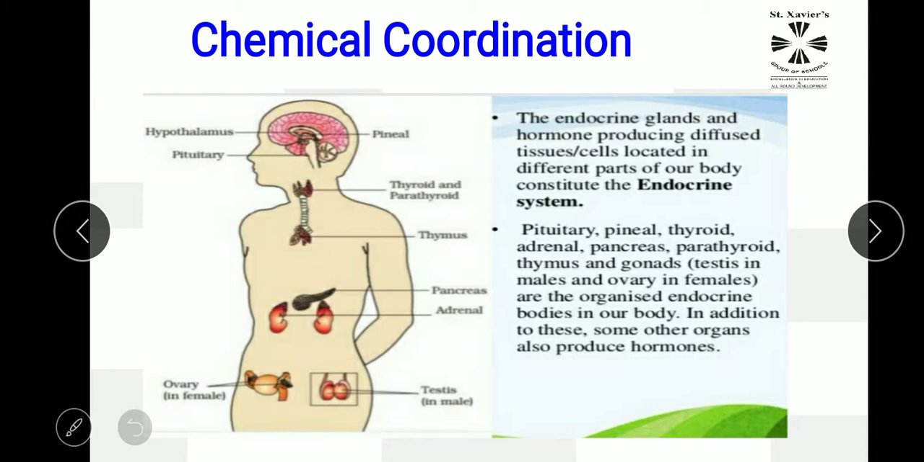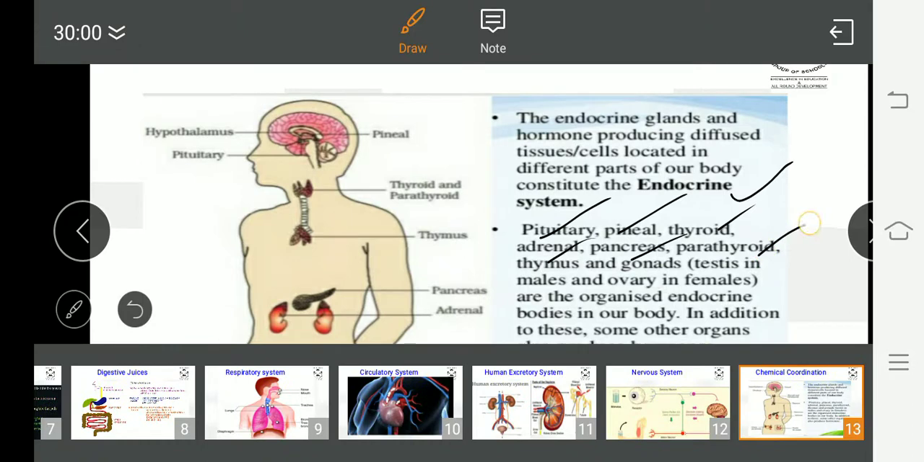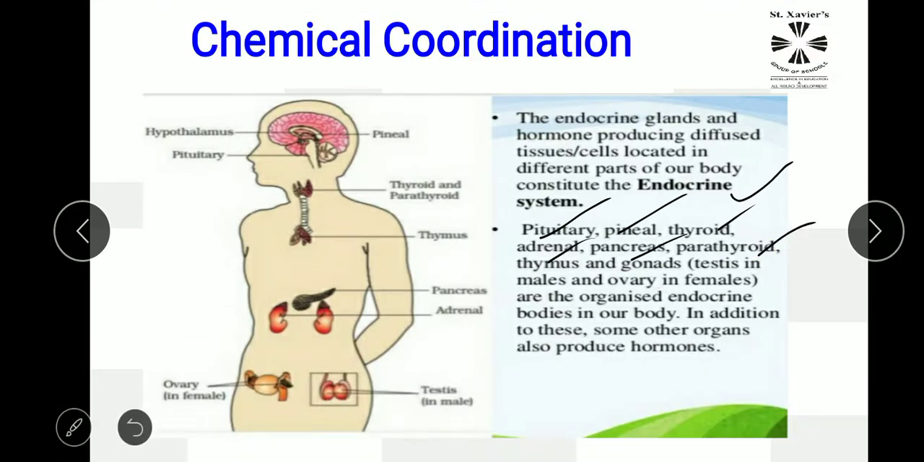The endocrine glands and the hormone-producing diffuse tissue cells located in the different parts of our body constitute the endocrine system, students. Pituitary, pineal, thyroid, adrenal, pancreas, parathyroid, thymus and gonads are the examples of endocrine glands, students. In addition to these, some other organs also produce hormones, students.